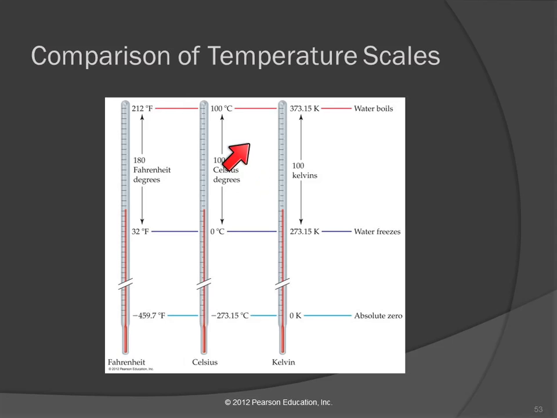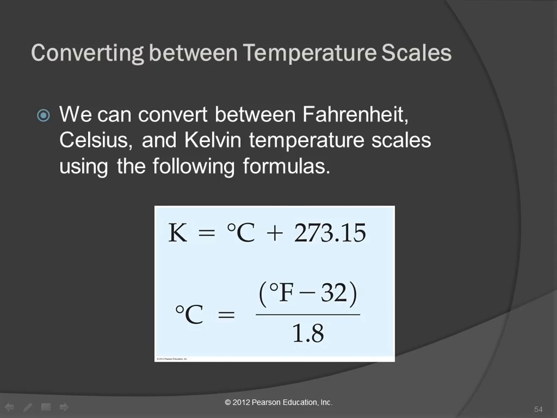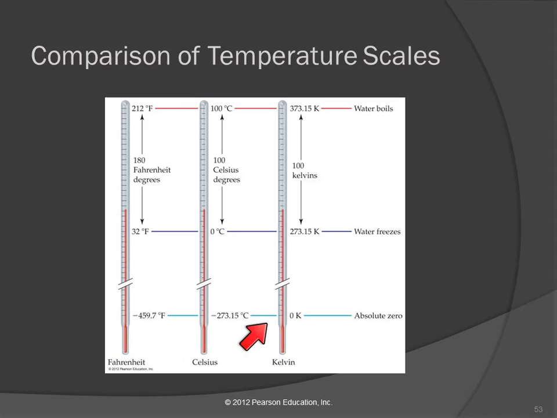So the Kelvin scale also has 100 divisions between boiling and freezing of water. But now, 0 is absolute zero, the lowest possible temperature. So what we are familiar with as the freezing point of water is 273.15 kelvins. And these units are kelvins, they're not degrees Kelvin.